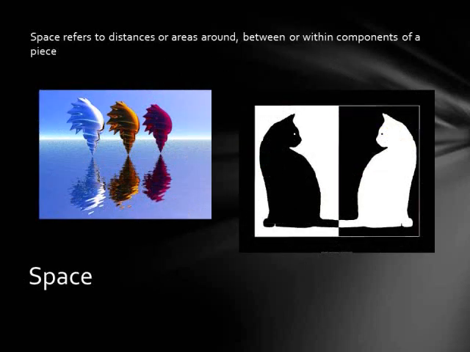Space refers to distances or areas around, between, or within components of a piece. For example, the equal symmetrical space between the picture of the cat on the right.